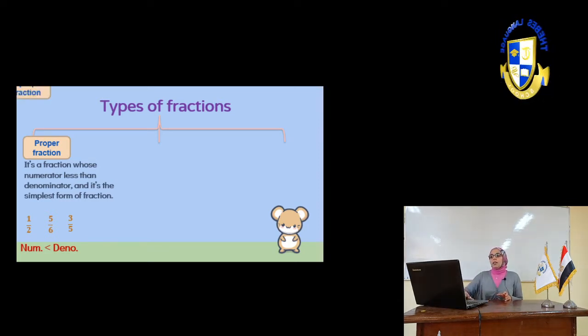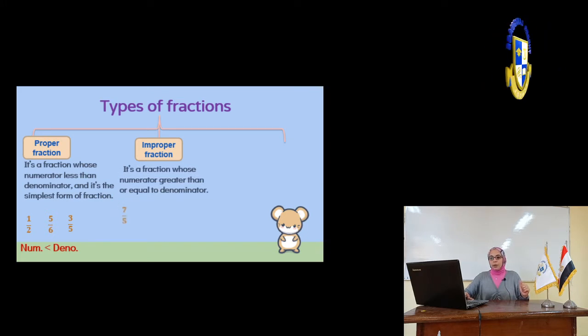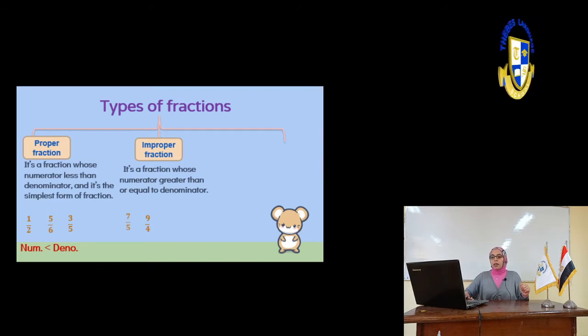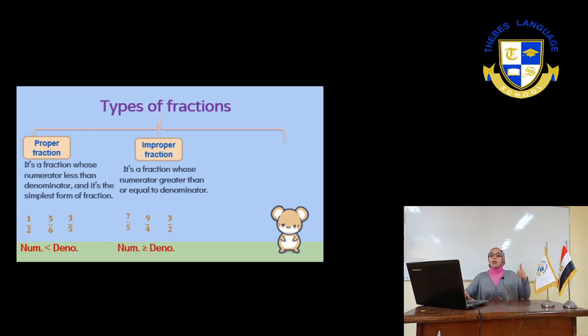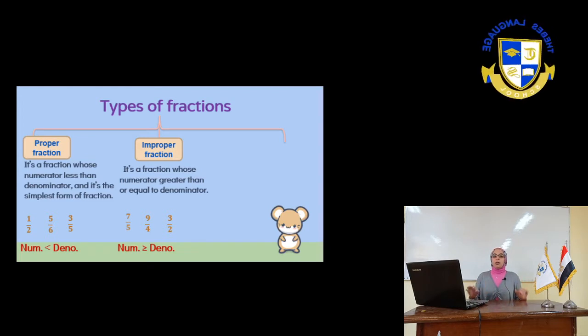Okay? The next type is improper fraction. In the improper fraction, the numerator is bigger than the denominator. For example, 7 over 5. 7 is bigger than 5, so 7 over 5 is an improper fraction. And also 9 over 4 and 3 over 2. All of them are improper fractions because their numerator is bigger than its denominator. Also, if the numerator equals its denominator, it will be improper also.